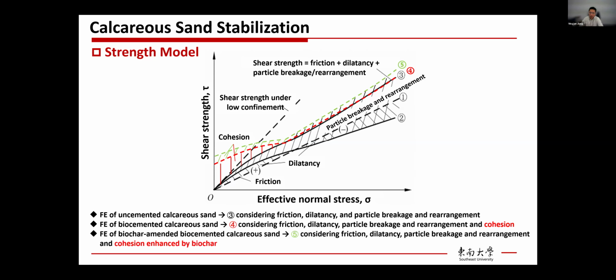But at higher normal stress or confining pressure conditions, as we can see from the direct shear and triaxial shear test results, the contribution of cohesion is diminished. So it comes back to the original failure envelope. Then with the help of biochar, firstly, when the normal stress is small, it can further increase cohesion because it can generate more cementation. Then even when the cementation is broken, when the normal stress or confining pressure is high, it can still stay above the original failure envelope.